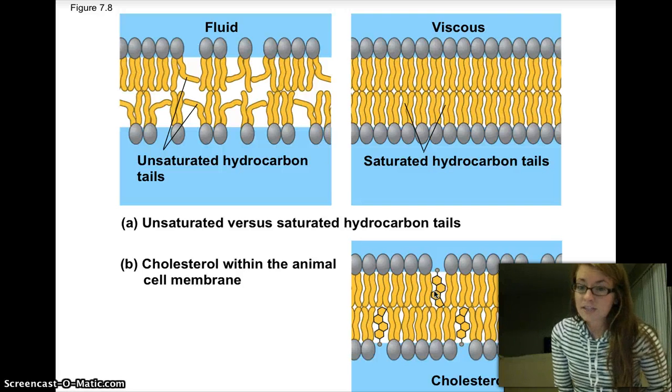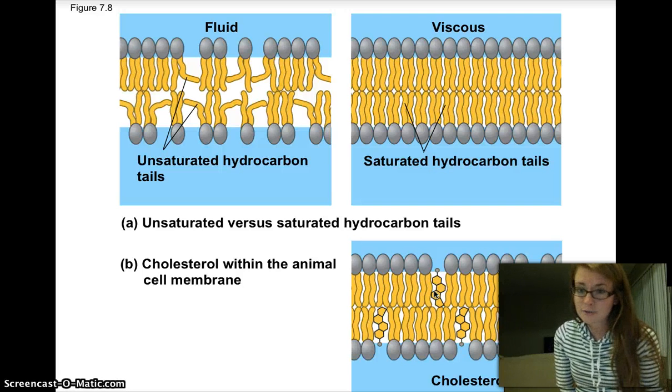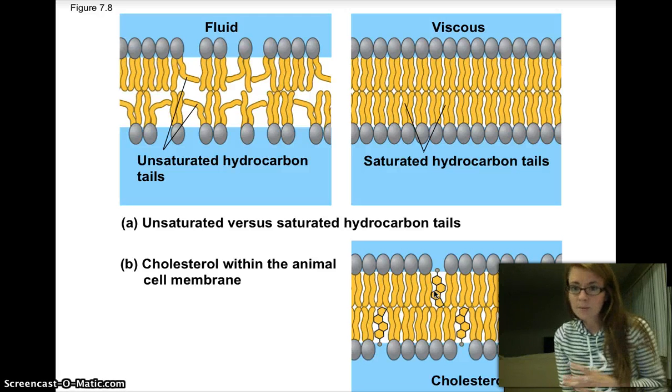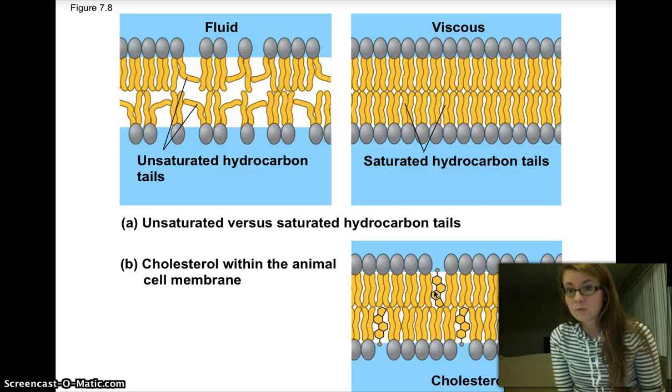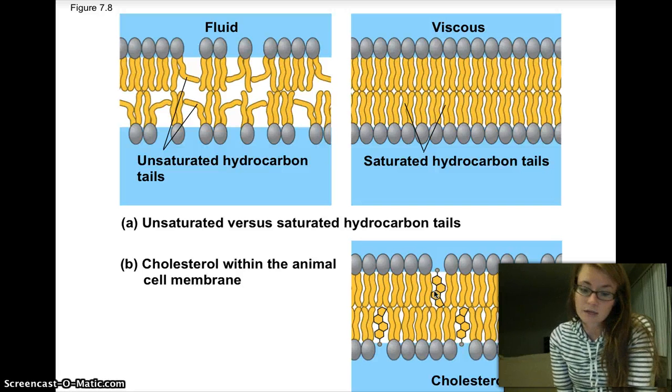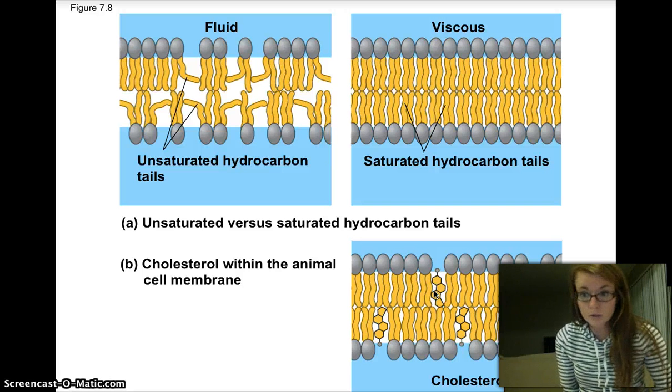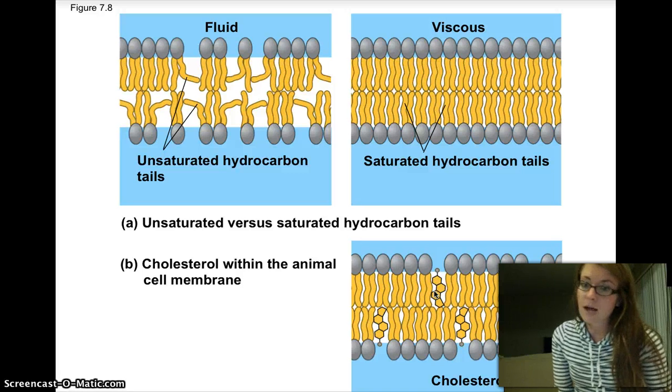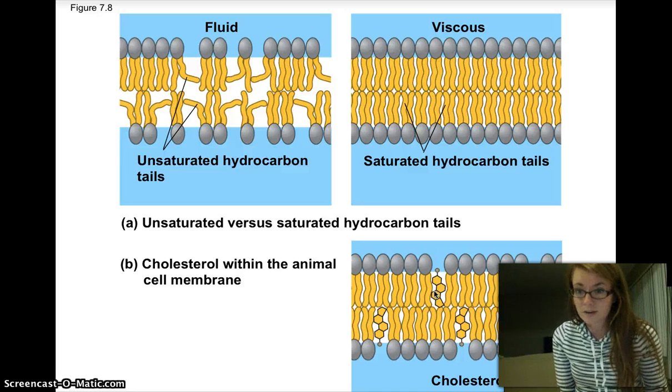And then if it starts to get too cold, cholesterol molecules prevent them from freezing solid. So cholesterol is kind of like the temperature buffer for a cell membrane. It's really important in regulating the fluidity of our cell membranes, whether it be too hot or too cold. It can work both ways. Another great example of structure fitting function.